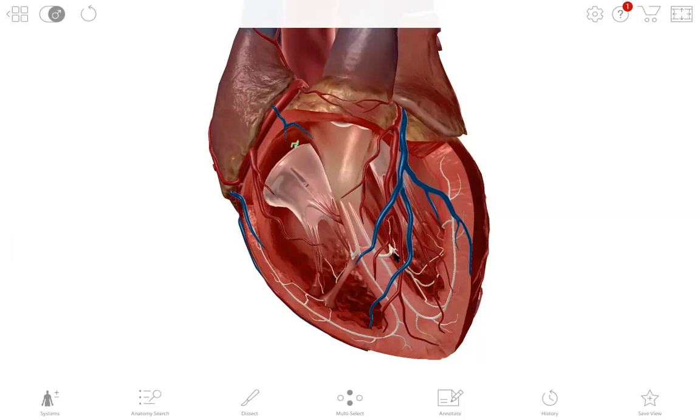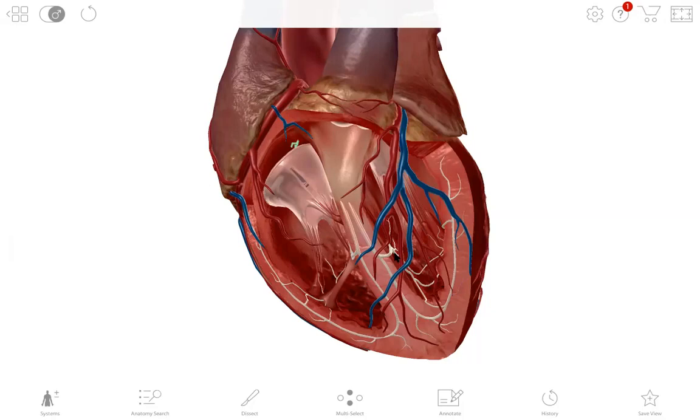The serous layer itself, which we call the serous pericardium, is divided into 2 layers: an outer parietal serous pericardium and an inner visceral serous pericardium.